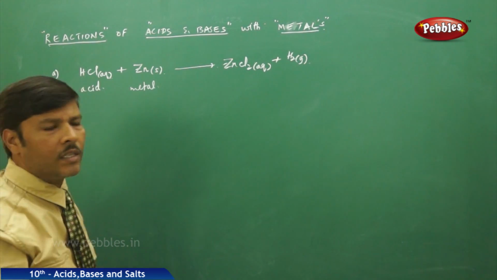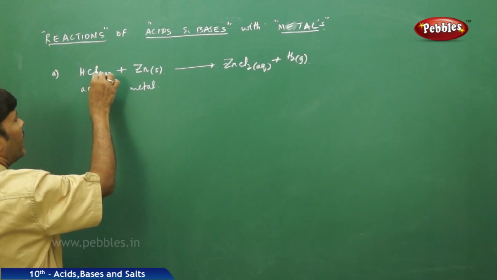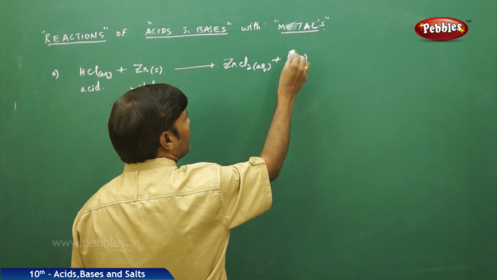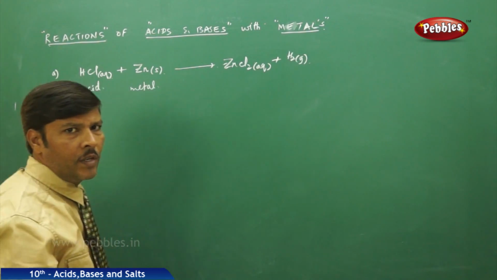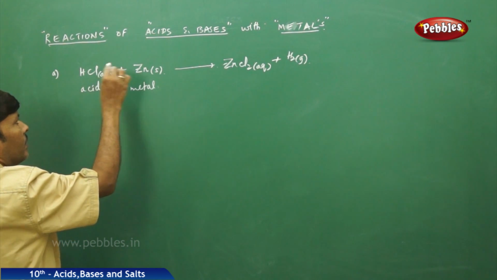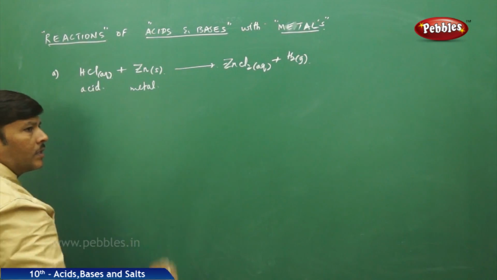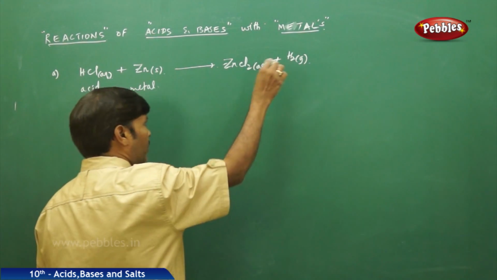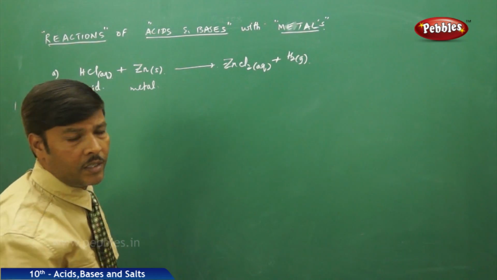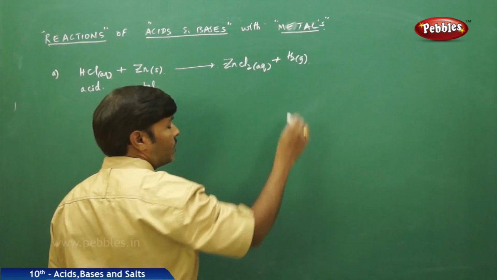What you need to understand here is, if the hydrochloric acid, aqueous, is dilute, then the liberation of hydrogen takes place very slowly. If the hydrochloric acid is concentrated, then when it reacts with solid zinc metal, it is going to liberate hydrogen gas vigorously. A very fast reaction takes place and the liberation of hydrogen gas is instantaneous.